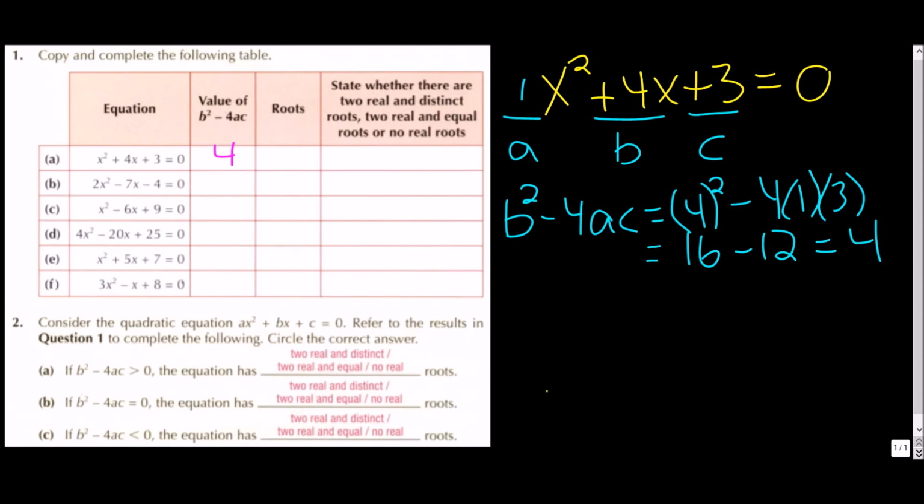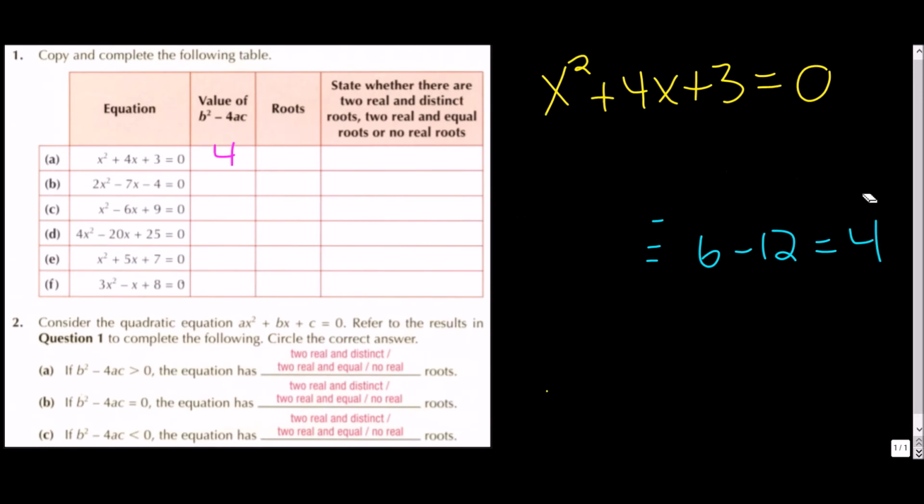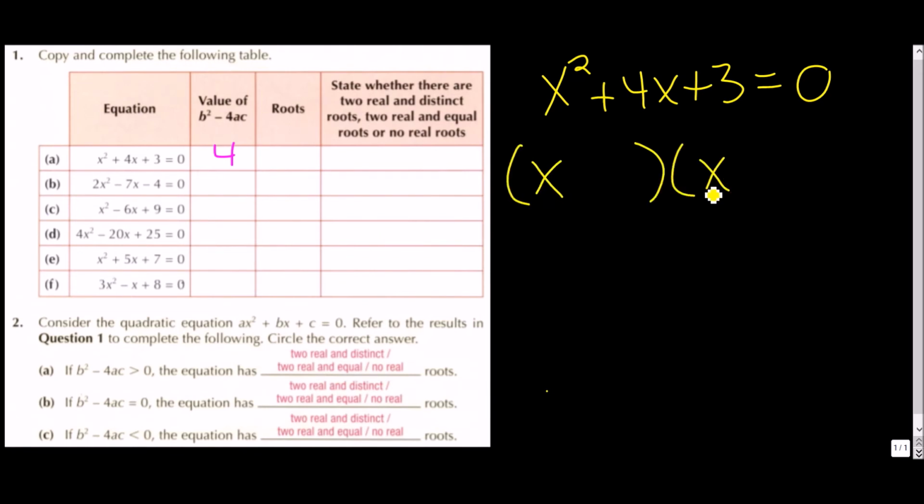For my factoring method, I'm going to go back up here to the top because I have no room whatsoever. I know that I'm going to have two binomials based on the fact that there are 3 terms here. If I start off with x and x, I need 2 numbers that multiply to make 3 and add to make 4. That should be a positive 1 and a positive 3.